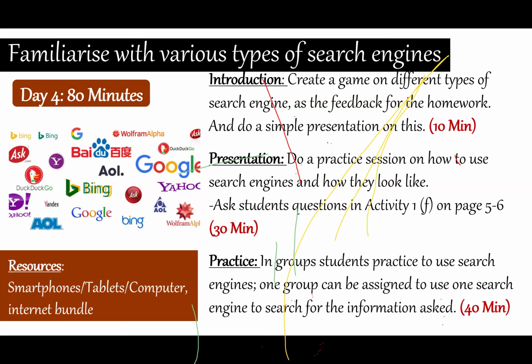So after you have demonstrated it and they have done the activity, the students can now practice how to use search engines. You can give them a question, something to search in the search engine, and then they can use the tablets, smartphones, or computers that they have, whether it's 1, 2, 3, 4, or 10, to search for that information. So one group might be using Google to search for the information, the other group might be using Bing to search for the same information.